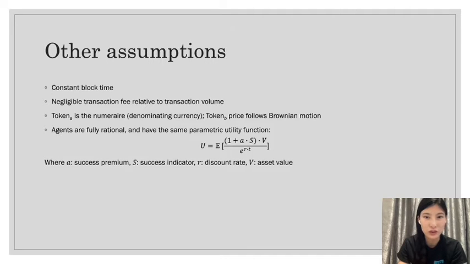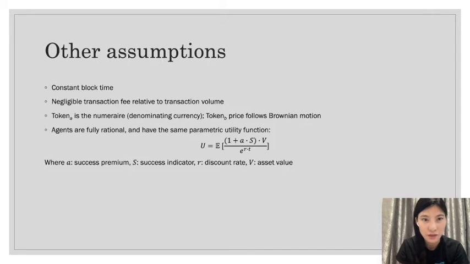As the math can get quickly convoluted, we further make the following assumptions without loss of generality. Specifically, we assume that block time is constant and that transaction fee is negligible relative to transaction volume. We also use token A as the denominating currency and assume that token B price denominated by token A follows Brownian motion. We'll also assume that agents are fully rational and they have the same parametric utility function.